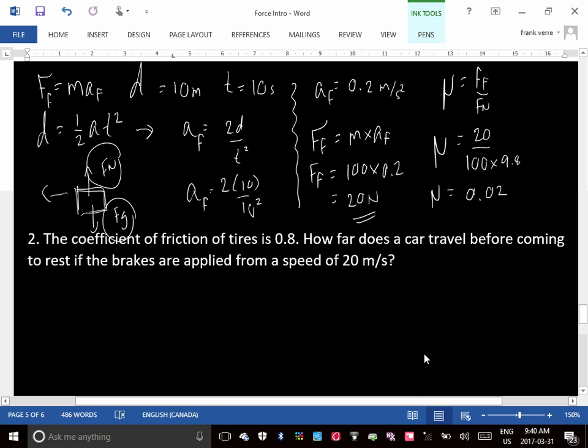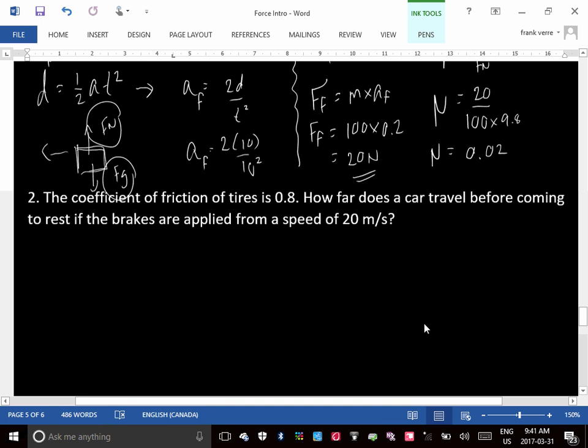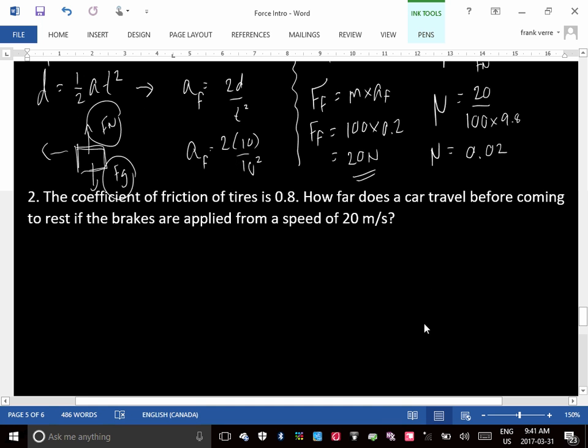So we have tires that have a coefficient of friction with a particular surface, and the coefficient is 0.8, and we want to know, in other words, we're going to do the opposite question, basically. How far does a car travel from a speed of 20 meters per second? So we're going to answer questions almost the reverse of the other question. So let's think about this car.